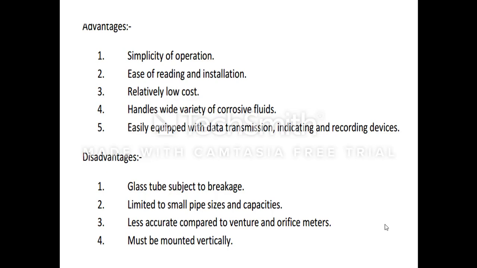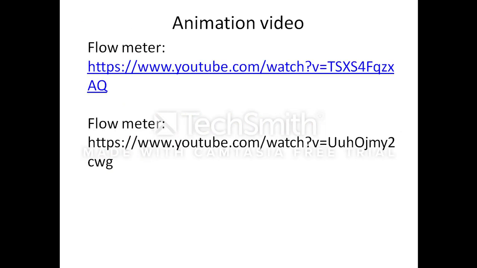Then one more bigger limitation of this flow meter is that it can be mounted only vertically, not in a horizontal position. Suppose the water flow is in a horizontal position, then this float will not work. For this flow meter, you can see the animation video by clicking this link. You can check the animation video also.